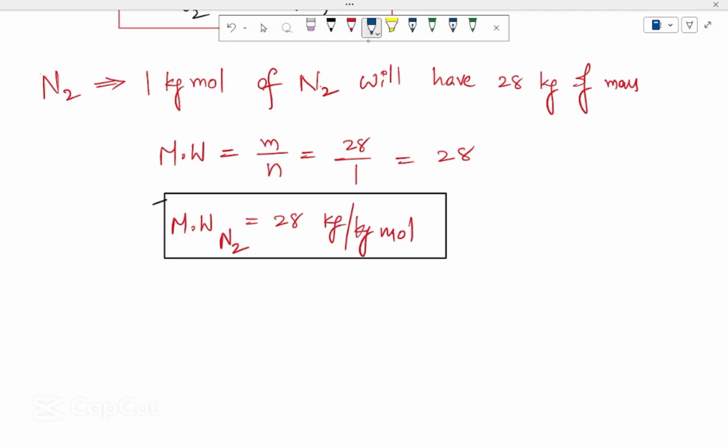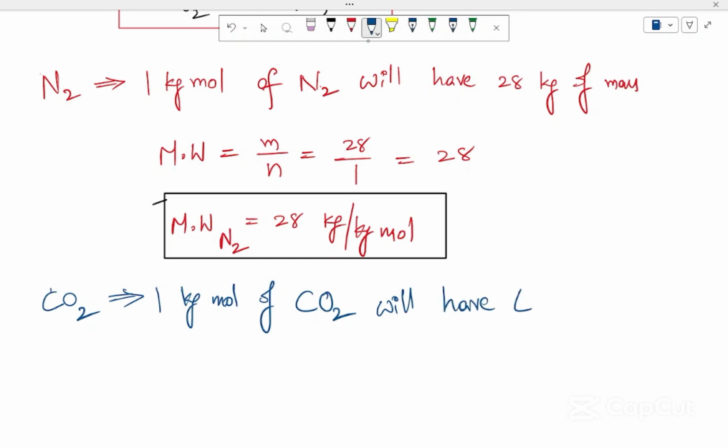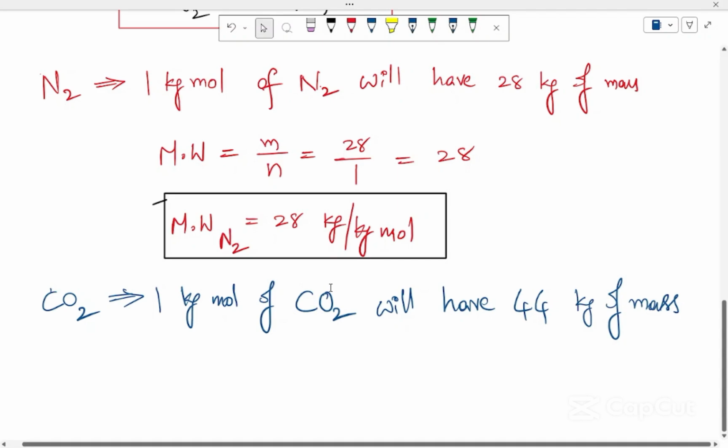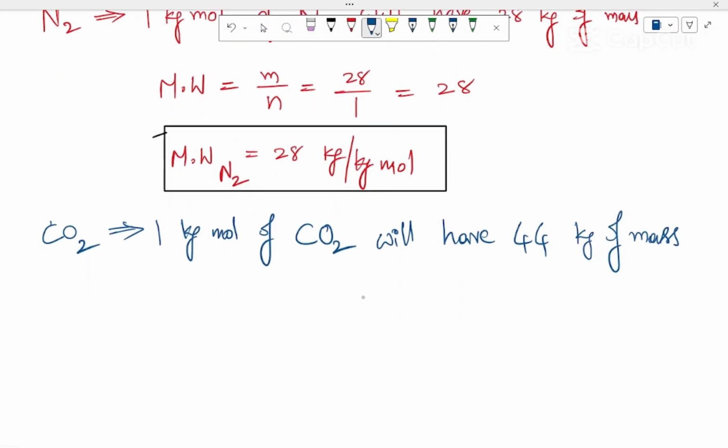So this will be the molecular weight value for nitrogen. Similarly, you can repeat it for CO2, that is carbon dioxide. If I take it for carbon dioxide, 1 kg mole of CO2 will have 44 kg of mass. So how can I say this? This is again based on the molecular weight of carbon dioxide. So how can I prove it? The molecular weight is equal to M by N.